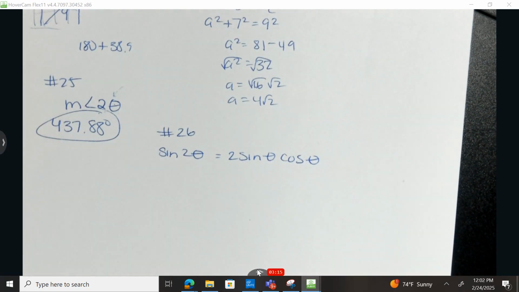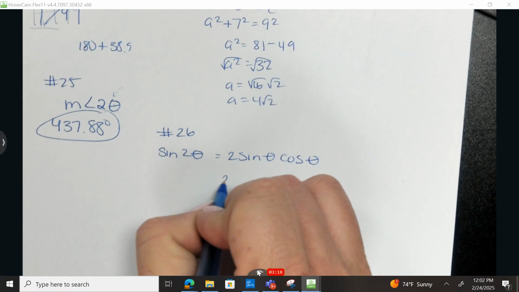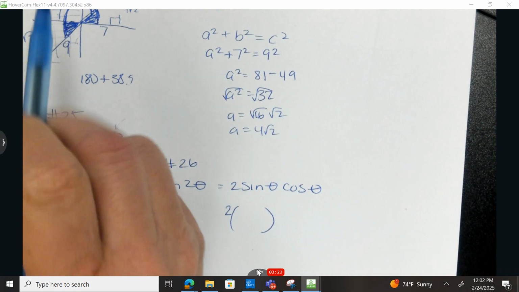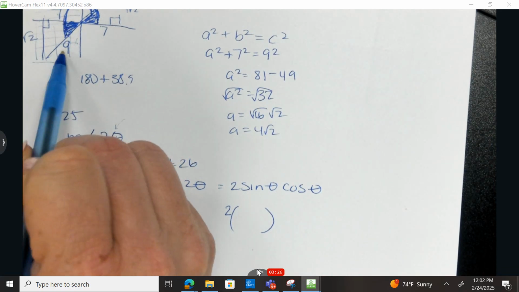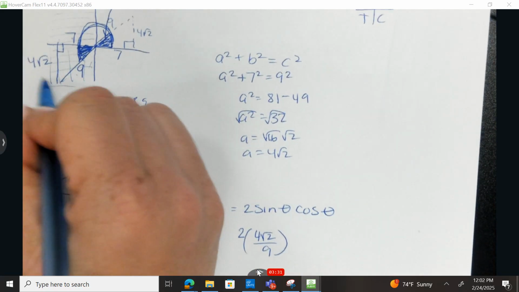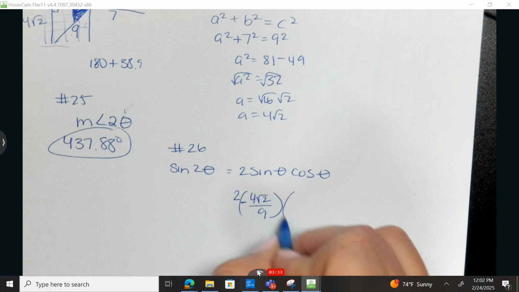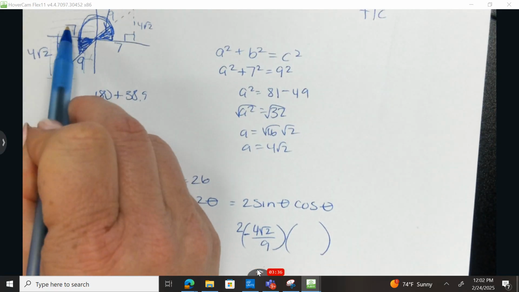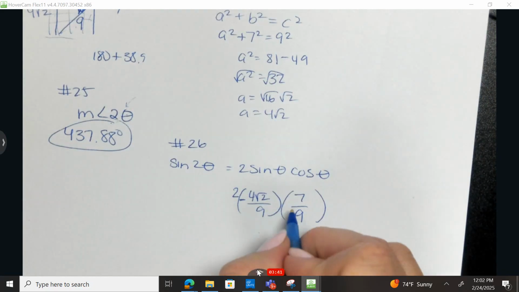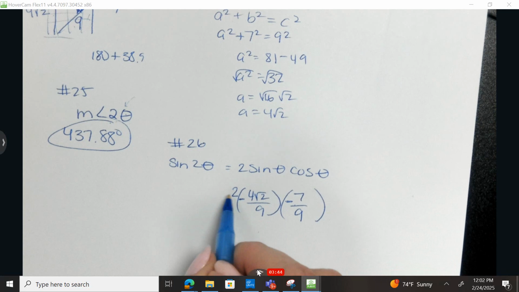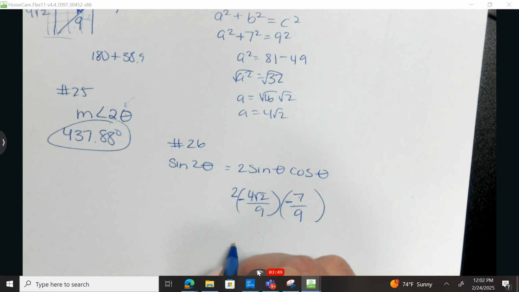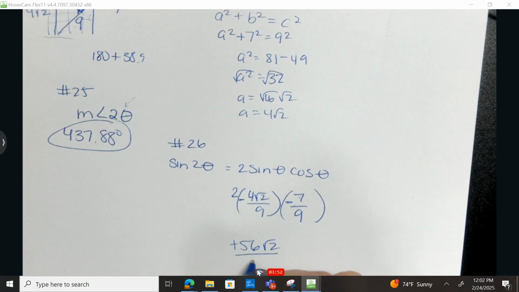Okay. So what are we going to do next? I need to figure out what is the sine of this angle. The sine of this angle is going to be, sine is opposite over hypotenuse. Now, in quadrant number 3, where this terminal angle lies, sines are negative. The cosine is going to be 7 over 9, adjacent over hypotenuse. And in quadrant 3, the cosines are negative. 2 negatives make a positive. 4 times 7 is 28. 28 times 2 is a positive 56 square roots of 2 over 81.